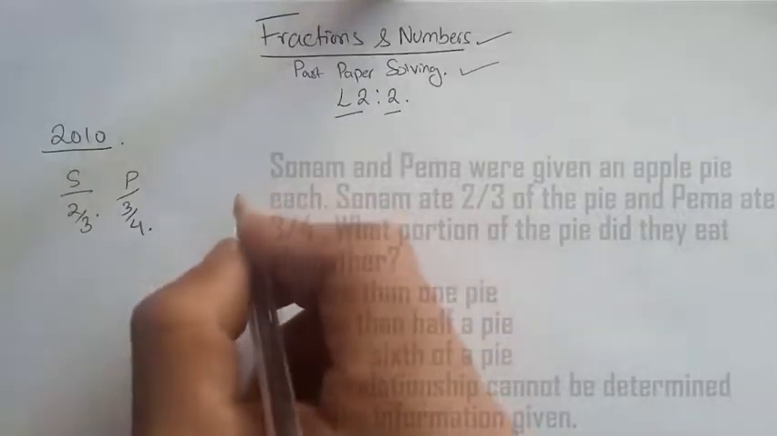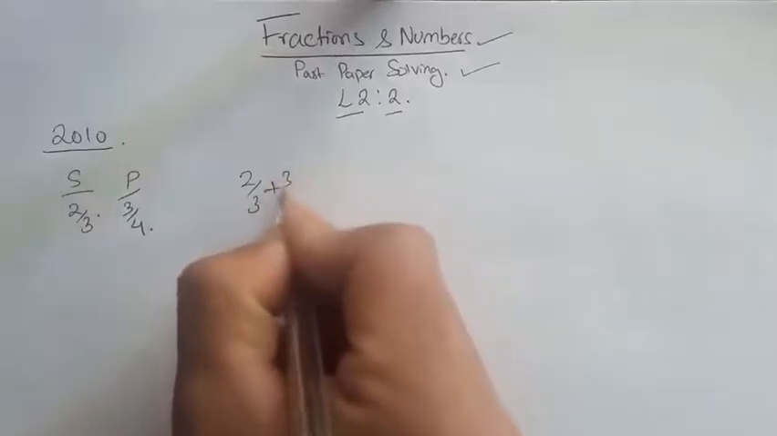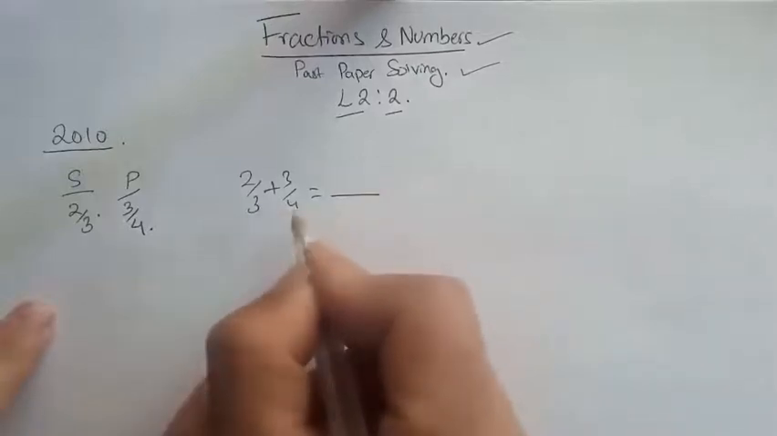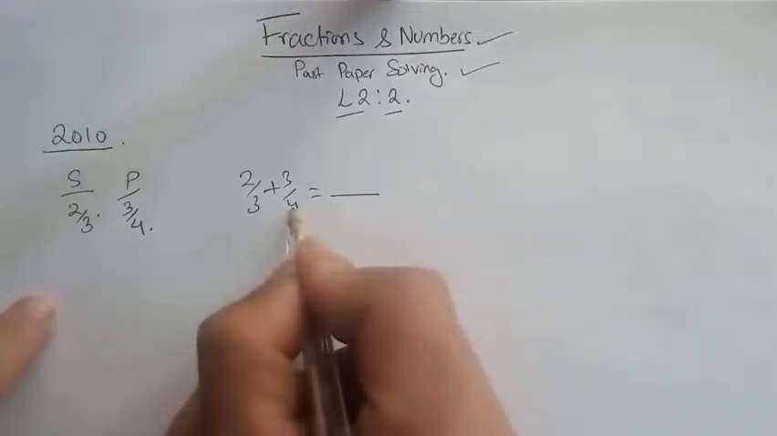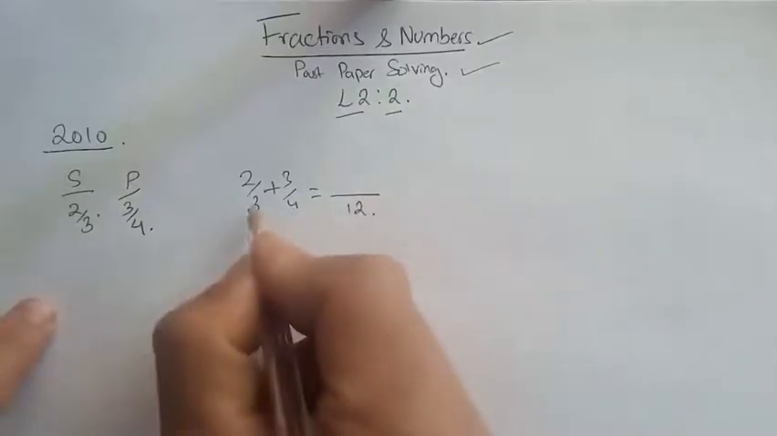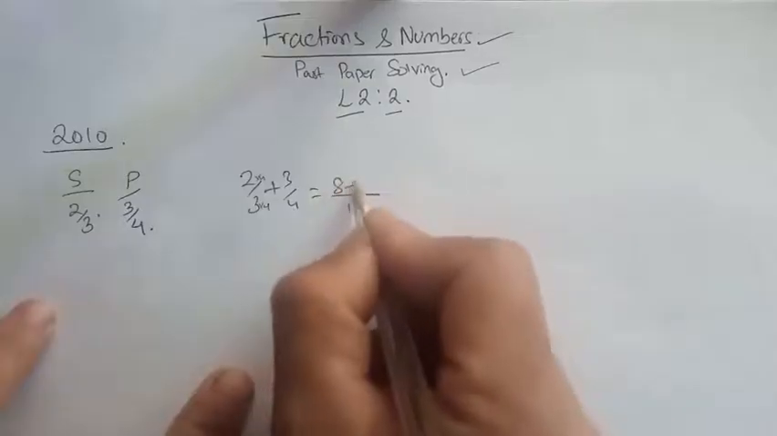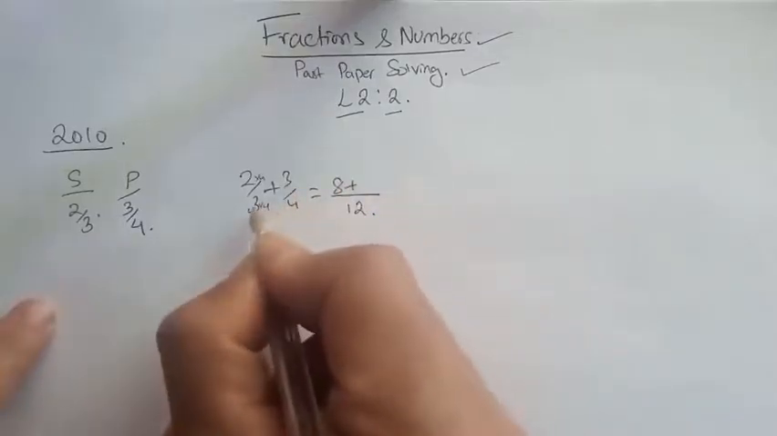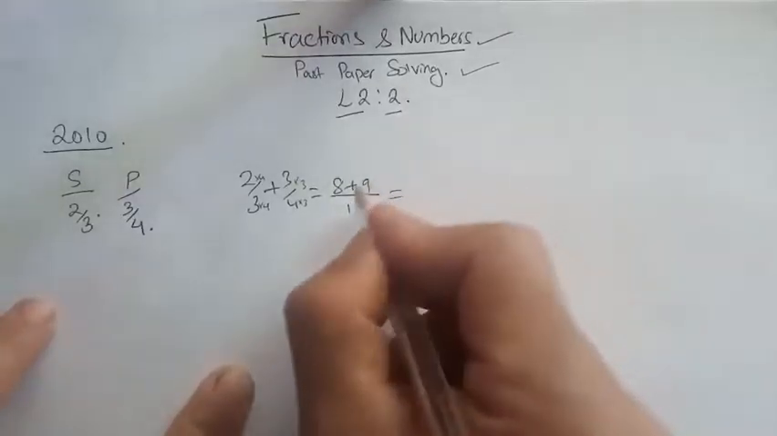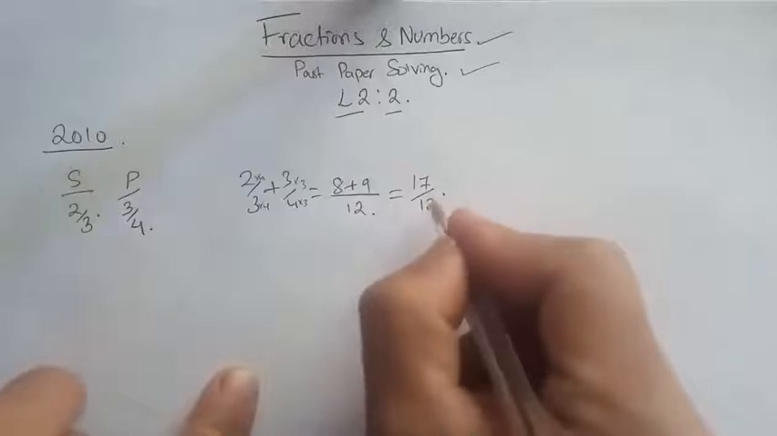Last time we learned addition of the fractions, so 2/3 + 3/4. For addition of the fractions we need the same denominator. The multiple of 4 and the multiple of 3: directly multiply 3 into 4 is 12. To make 3 into 12 we multiply by 4, so 2 times 4 is 8. To make 4 into 12 we multiply by 3, so 3 times 3 is 9. So we are getting 9 plus 8 becomes 17 over 12.